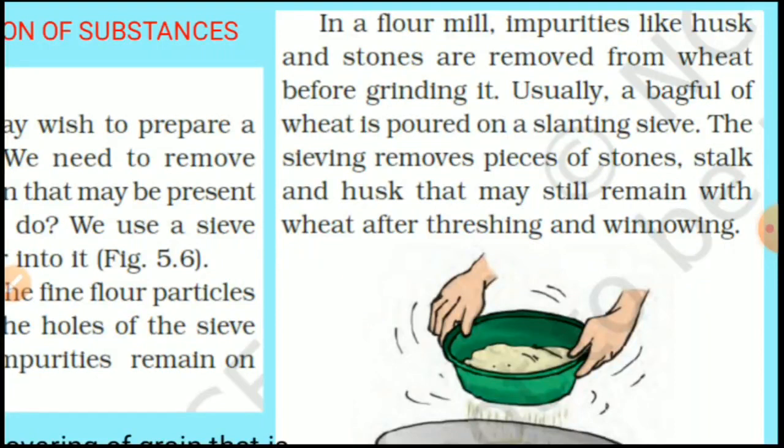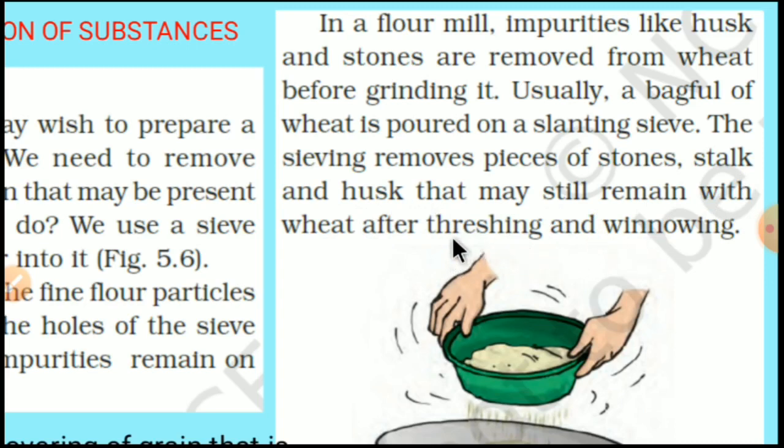In the flour mill, impurities like husk and stones are removed from the wheat. First of all, what will they do? The impurities like husk and stones are removed from the wheat. Then before grinding it, usually a bag full of wheat is poured on a slanting device. This sieving removes pieces of stones, stalk, and husk that may still remain with wheat after threshing and winnowing.